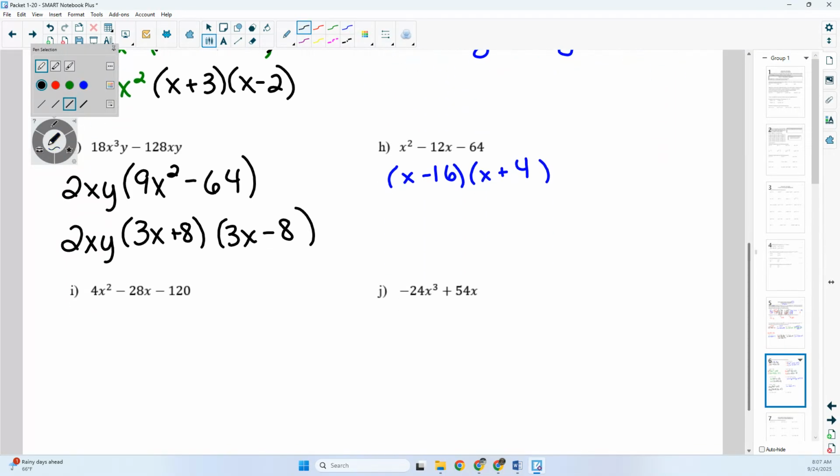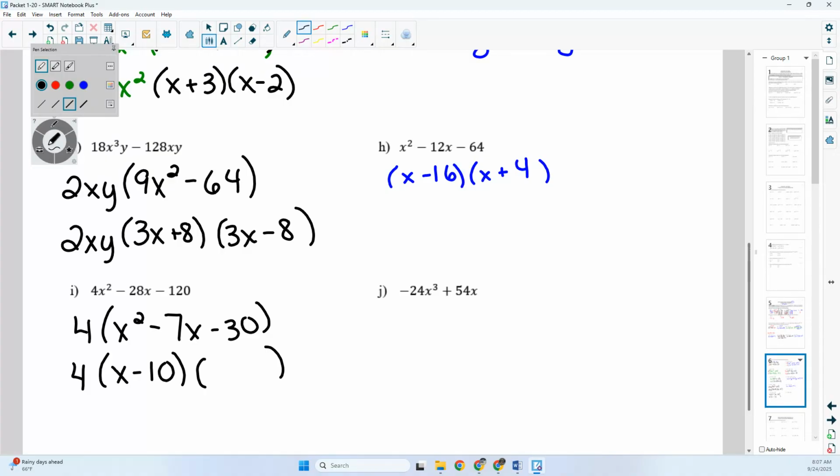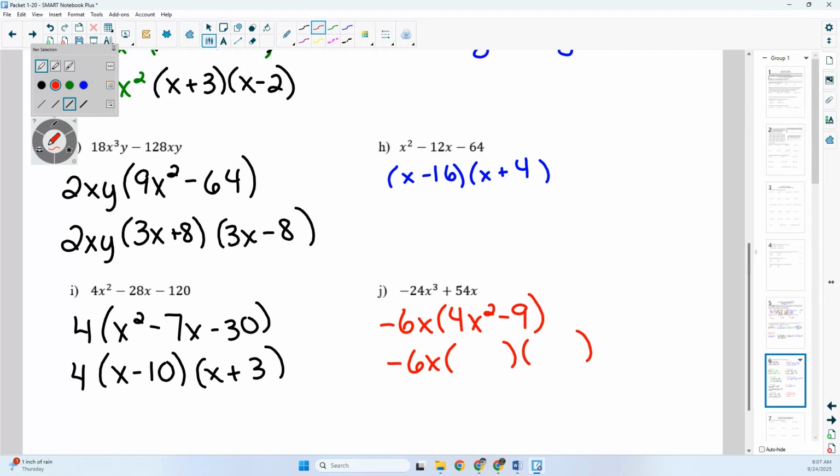The last two problems, so this one I'm taking out a 4. And numbers that will work to add and multiply are negative 10 and positive 3. And the last problem, I'm going to take out a negative 6x. And we have difference of perfect squares.